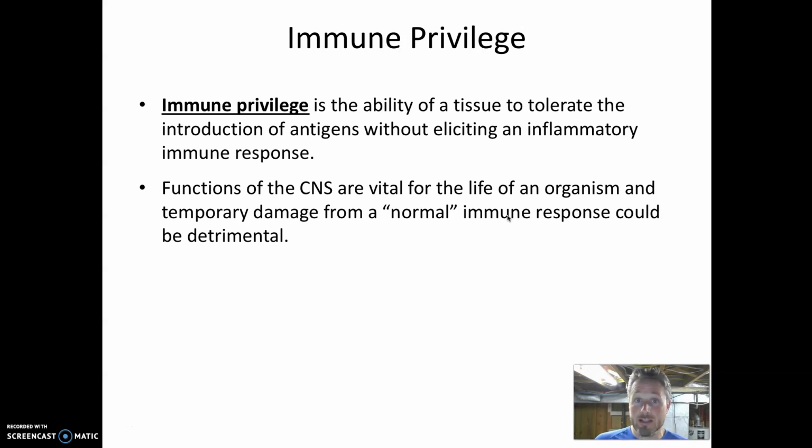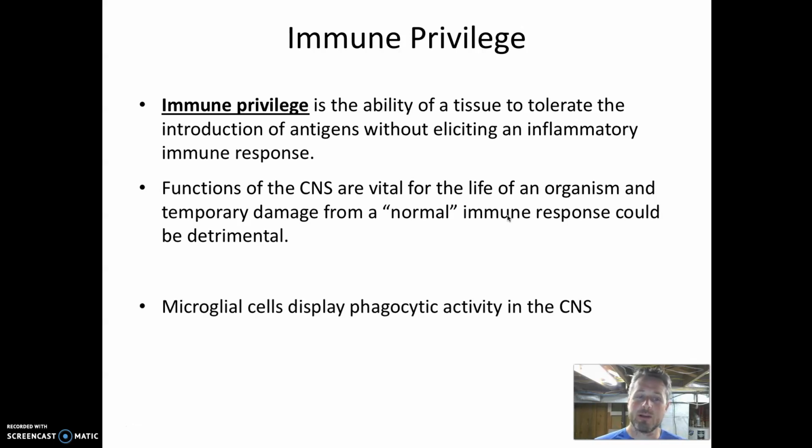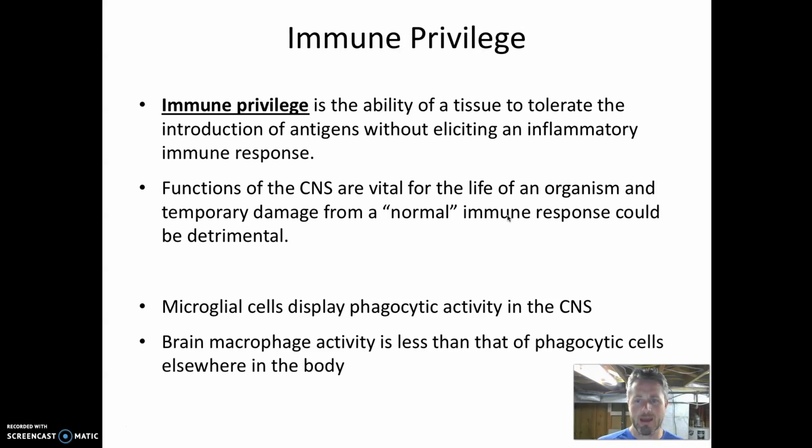Now, there are some immune cells in the central nervous system, and I just wanted to point those out. So there are these special microglial cells. They're the phagocytes for the central nervous system. They act as antigen-presenting cells so that we can trigger an immune response against pathogens. But again, these cells don't trigger inflammation, and we suppress inflammation in the central nervous system because of this immune privilege. So that macrophage activity is less in the central nervous system as compared to anywhere else in the body.